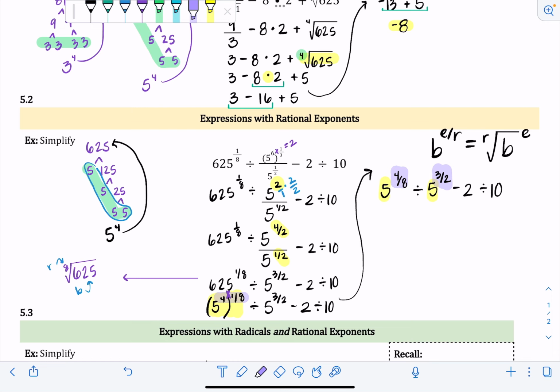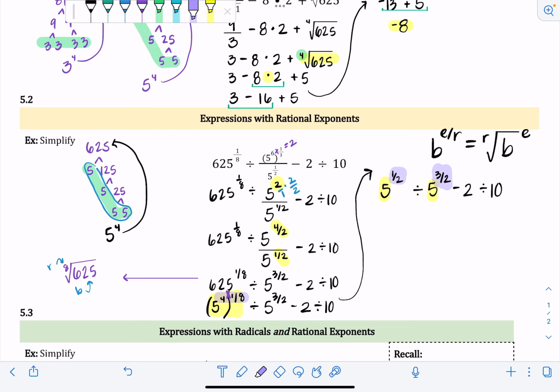But I can't really subtract the exponents as is because they don't have a common denominator, but that 4/8 is the same thing as 1/2. 4/8 and 1/2 are equivalent if I just divide numerator and denominator by 4. So that's what I'm going to do. I'm just going to replace that 4/8 with a 1/2. And you can do that too, instead of rewriting the whole line, just erase the 4/8 and put a 1/2 once you realize it's the same thing, just to save yourself a little bit of writing.